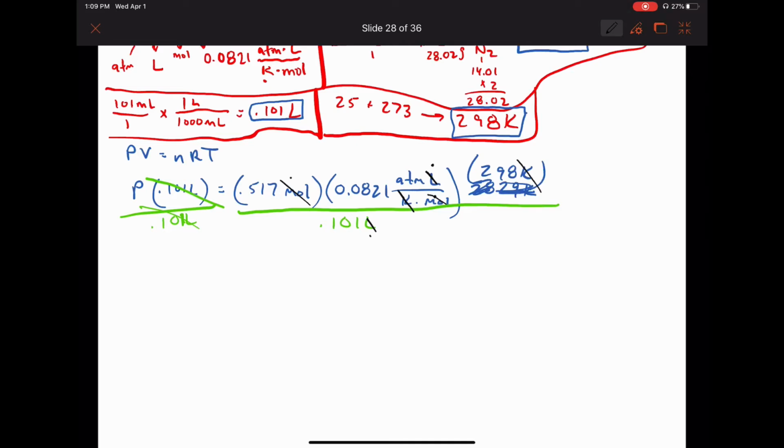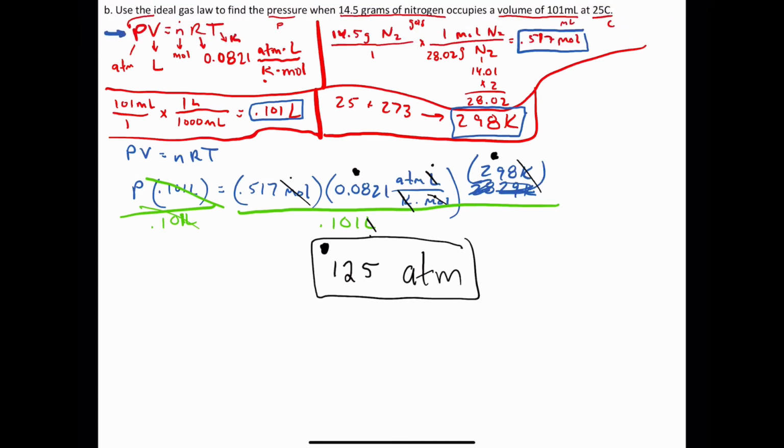All right, so we're left with atm. Now for this one, you multiply. So it's 0.517 times the 0.0821 times the 298. Hit enter, hit the divide button, type in the 0.101, hit enter, and that'll give you your answer in atm. Round it to 3 sig figs, you get 125 atm. All right, and there you go. We did it.